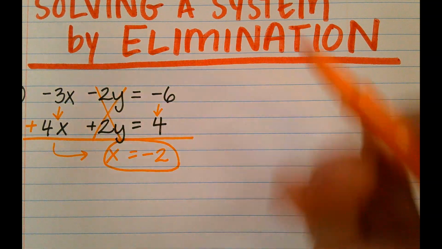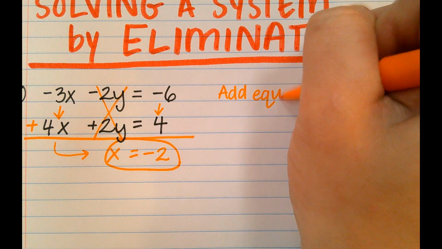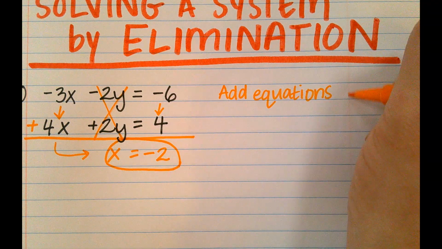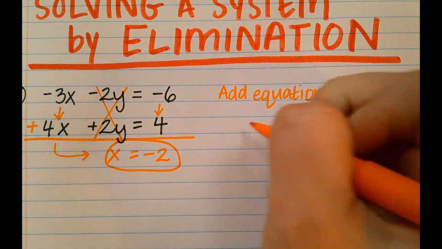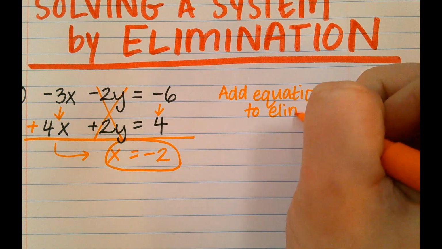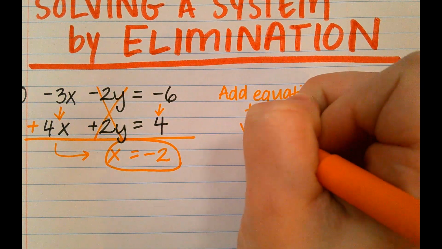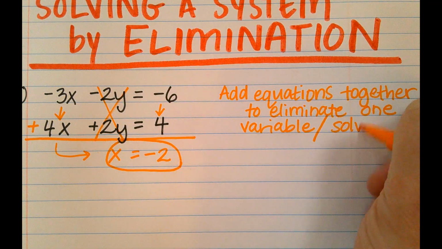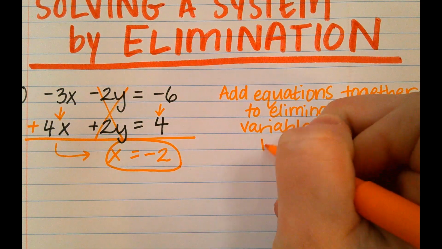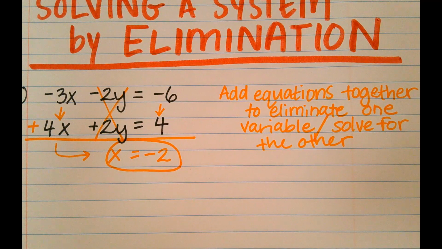So I'm going to write also to the side, add equations together to eliminate one variable. And solve for the other. So we solved for x here.